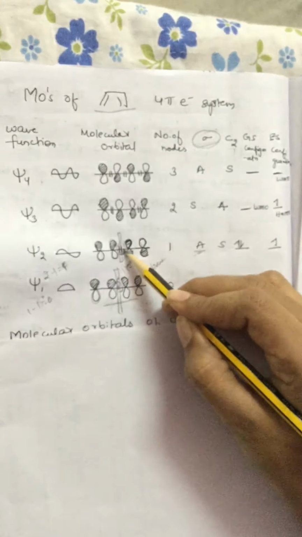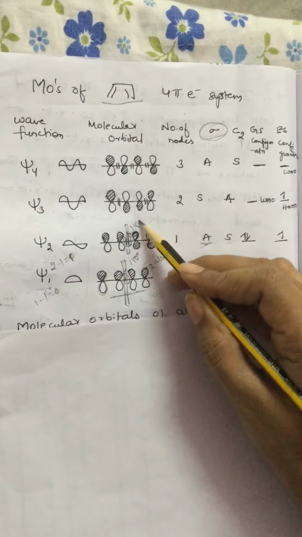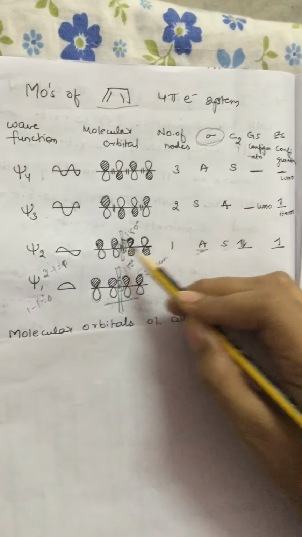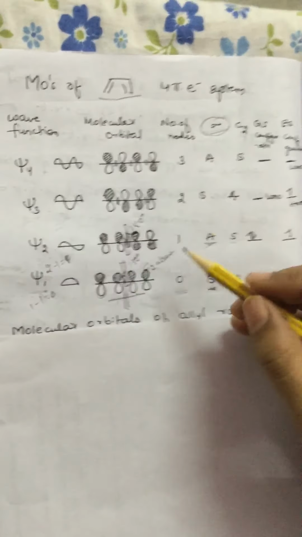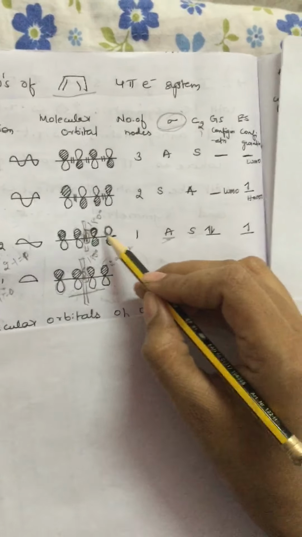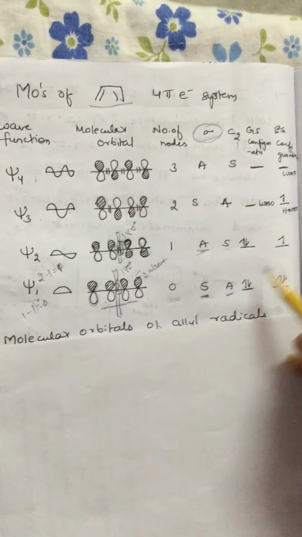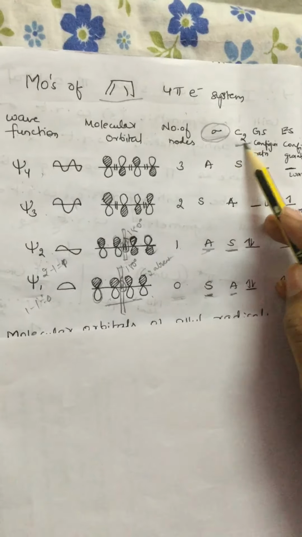So once you try to look for C2, yes, C2 180 degrees rotation here. If you pass the rotational axis from this center by 180 degrees, this will get exchanged with this and this will get exchanged. So you'll get an equivalent configuration. So it is symmetric with respect to C2.